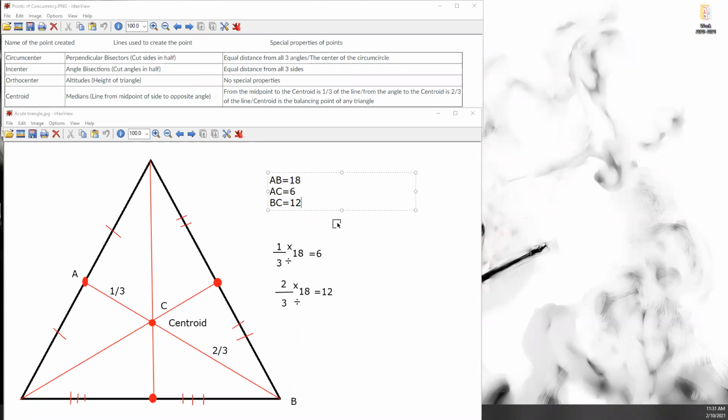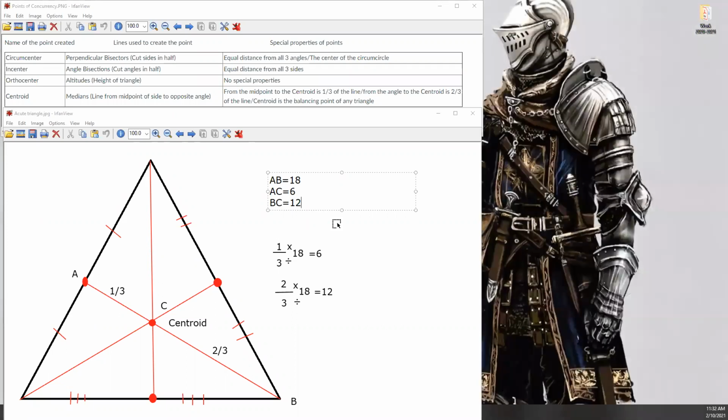I find it really easy. Multiply by the top, divide by the bottom. It works every time. It works regardless of how large or small the numbers are.